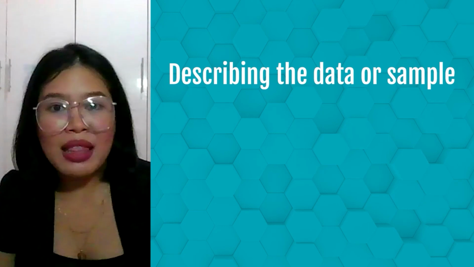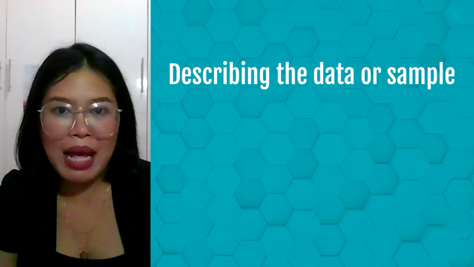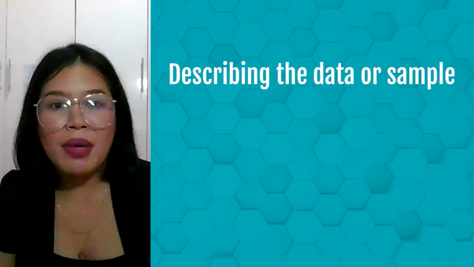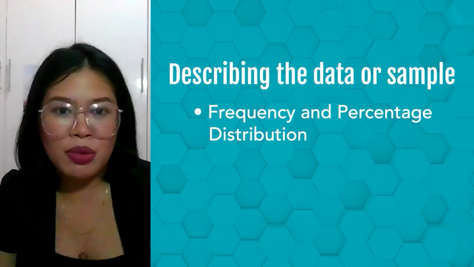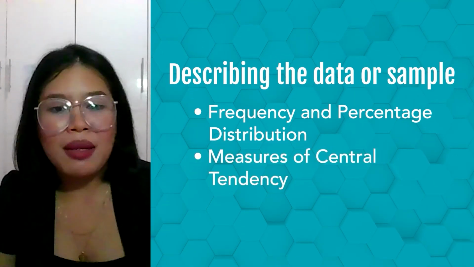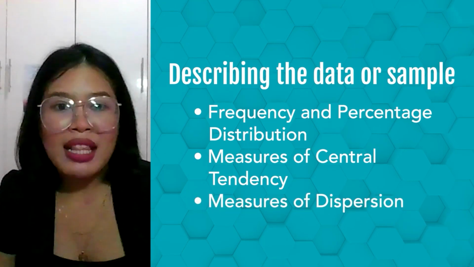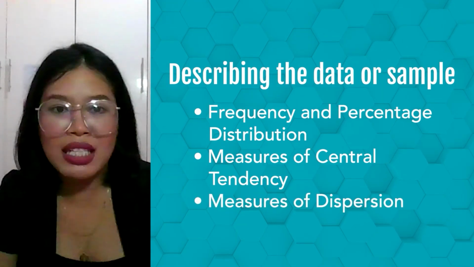Now, how do we get the basic information about the dataset or characteristics of a sample? There are three common measures. First, we get the frequency and percentage distribution, then the measures of central tendency, and then measures of dispersion. These measures allow us to see the big picture and the finer details of the sample.